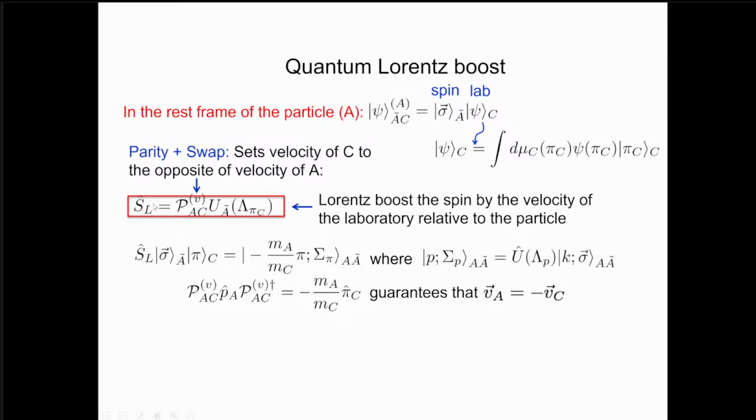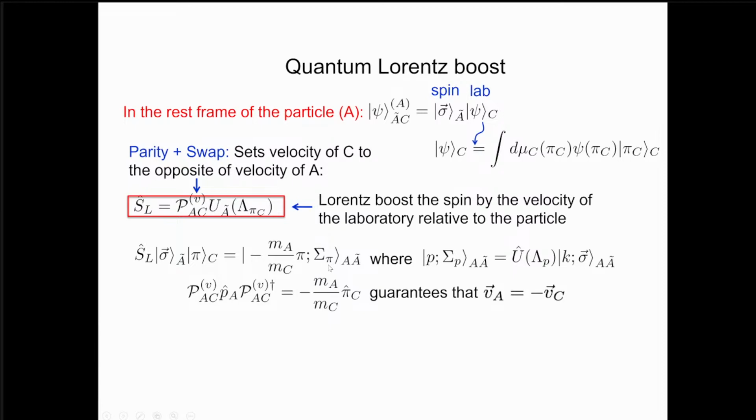And so now what happens is, if I apply this transformation on my initial state in the rest frame, if it was a product state between definite momentum of the laboratory and some spin orientation, then I will get that my particle moves with the same velocity in the opposite direction, but my spin will be oriented differently.